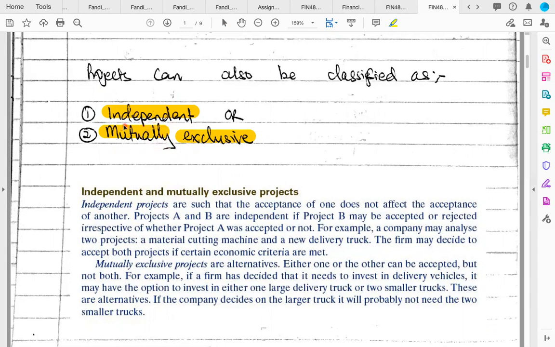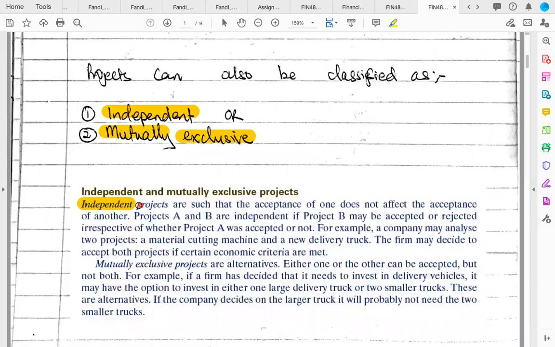So I'll repeat. If capital projects are independent, it means you can choose more than one as long as the projects are profitable. Whereas if capital projects are mutually exclusive, it means that you can only choose one. Okay, so let's just read this to help us understand this better.